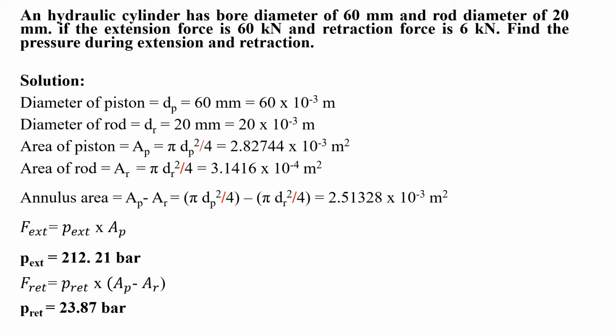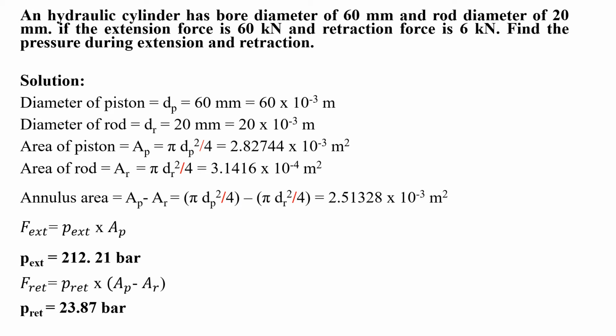Once we got the diameter of the rod, we can easily find out the annulus area. See here, by using the diameter of the piston, we can easily find out the area of the piston. It is AP equal to pi dp square by 4. So pi into dp square, so 60 into 10 to the power of minus 3 square dividing by 4. Simplify this, we will get 2.82744 into 10 to the power of minus 3 meter square.